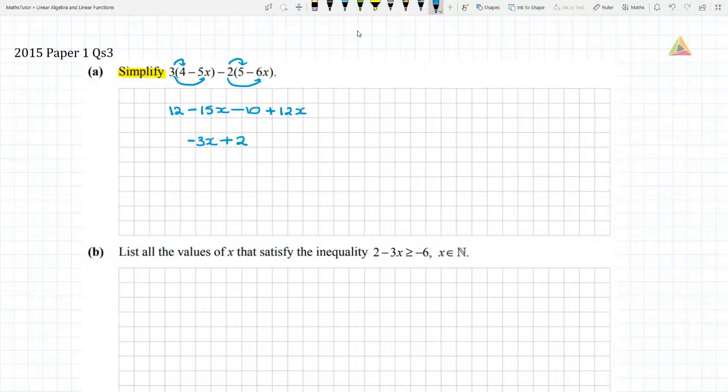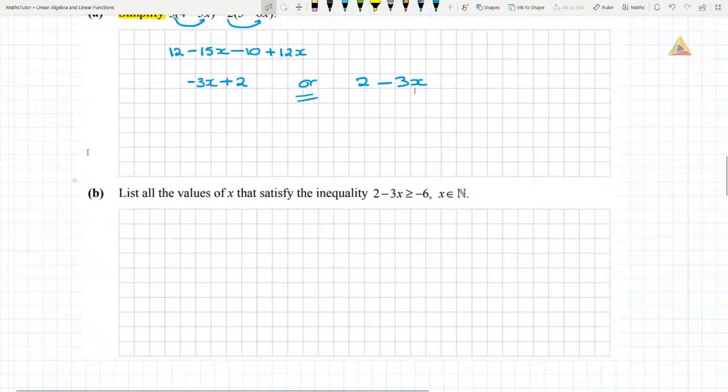I've simplified it. It also doesn't matter what order you do them in. So if you wanted to do the 12 minus 10 first and you got 2, and then said minus 15x plus 12x and got minus 3x, both of those answers are exactly the same. So what's important is that the sign stays with each of the terms. So the 3x has a minus and the 2 has a plus, and we keep them together. Okay. So that was simplifying.